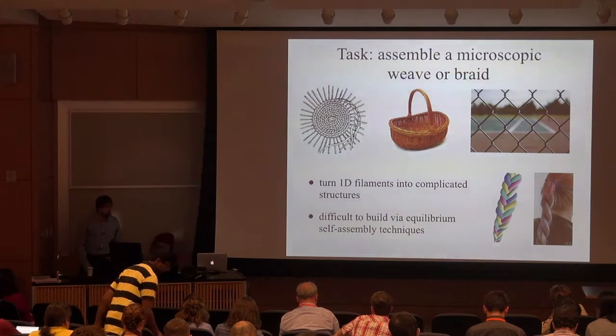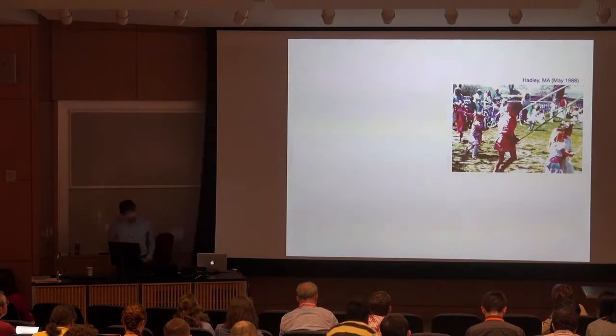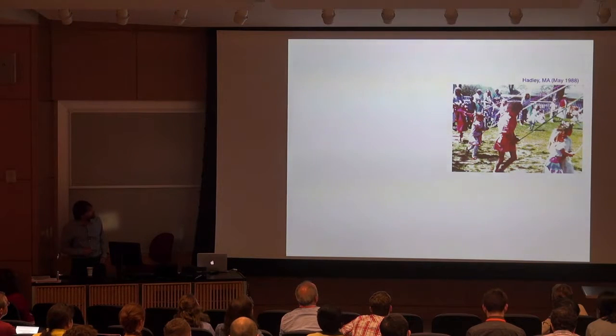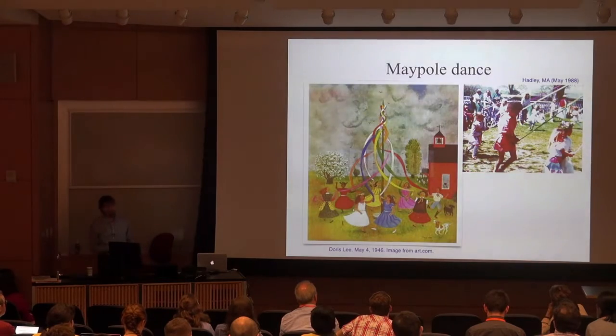So the approach that we're going to take, and to give you an idea of this approach, I first want to show you a picture. This here is my sister, age 6. Does anybody have any idea what she's doing? It's kind of hard to tell in this picture, but does anybody know? Maypole. Yeah. So she's doing what's called maypole dance.